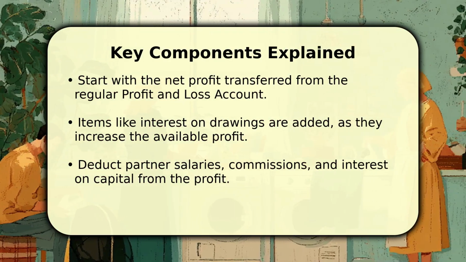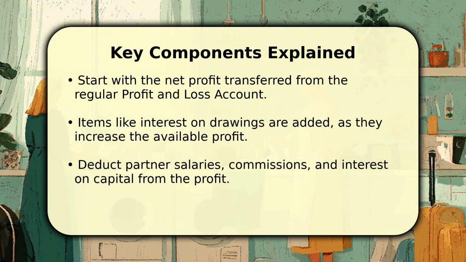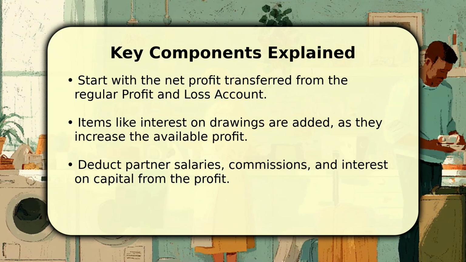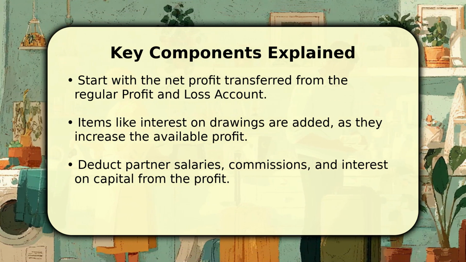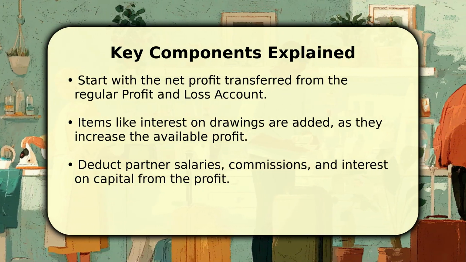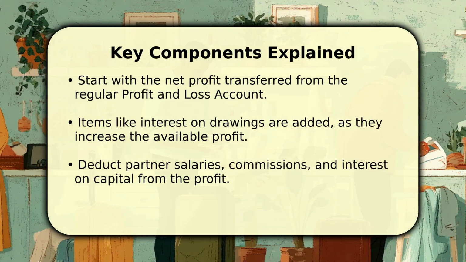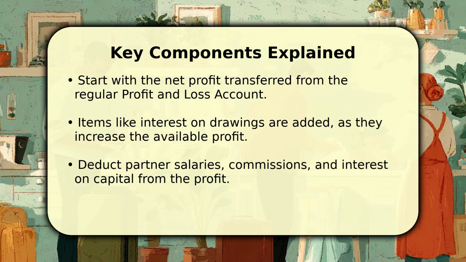When setting up an appropriation account, we always start with the net profit figure from your main profit and loss statement. We then add items that increase available profit, like interest charged on partners' drawings. Next, we subtract amounts such as partner salaries, commissions, and interest paid on their capital contributions. It's all about systematically adjusting that initial profit figure.